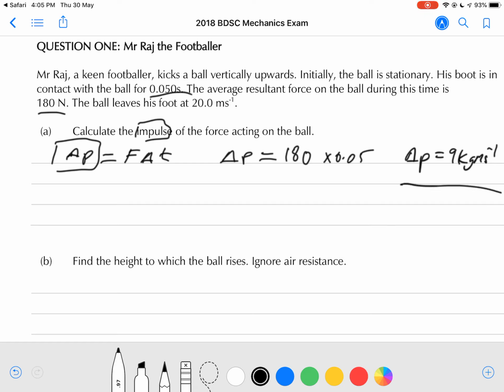This question is only worth an achieved mark. This is an achieved question, achieved for finding the change in momentum here.